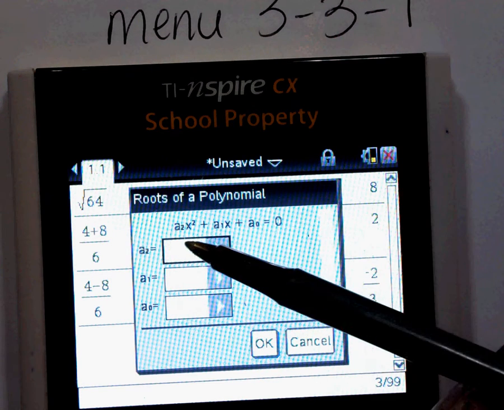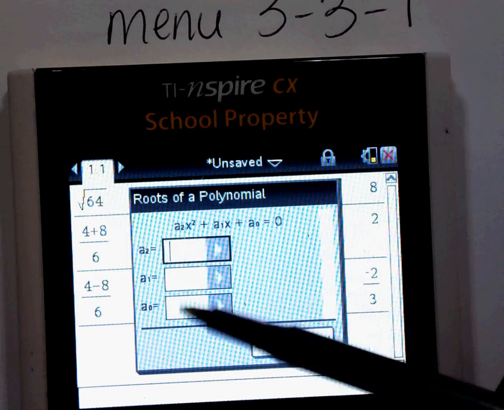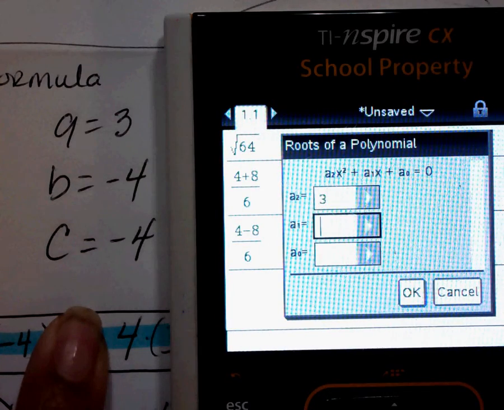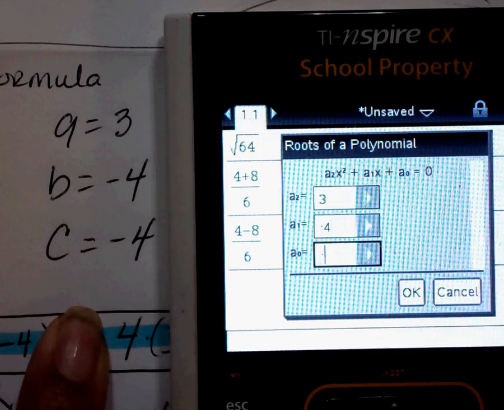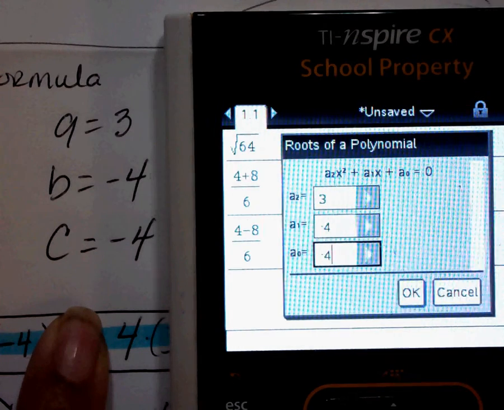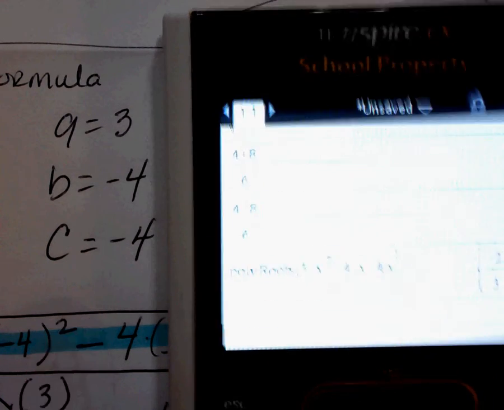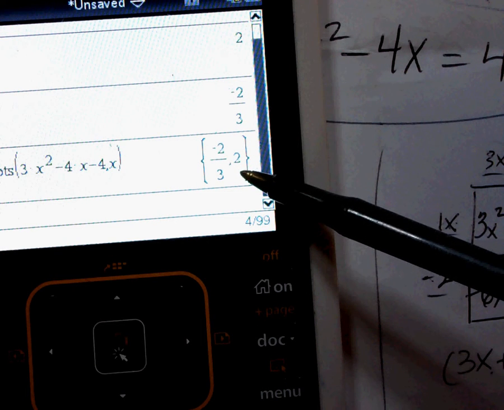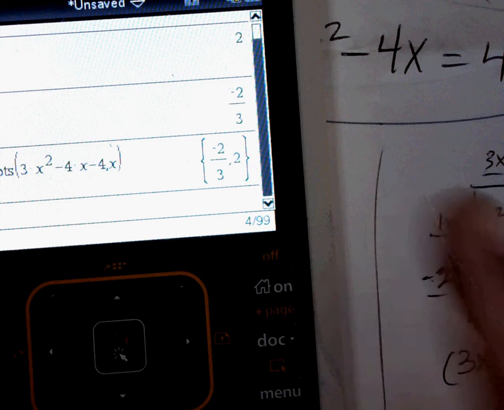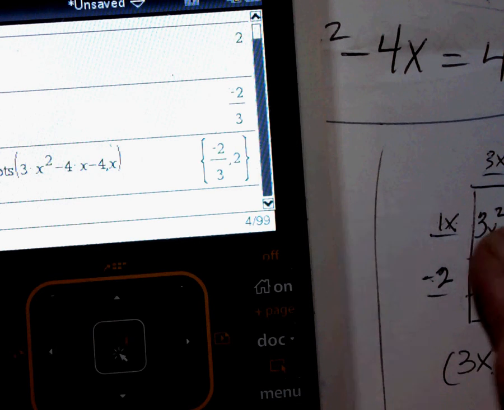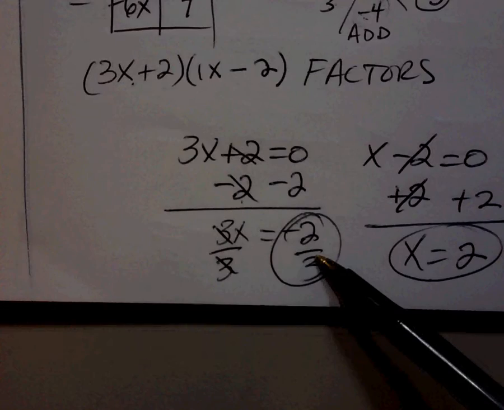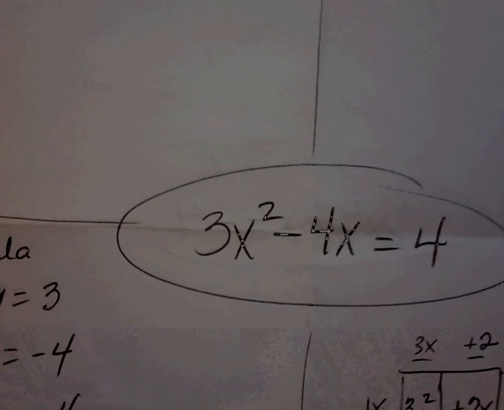And now this is just saying plug in A, B, and C. So I'm going to do that. And A, B, and C from earlier was 3, negative 4, and negative 4. Press enter 3 times, and it gives you the solution set, which is the same two numbers we just got, negative 2/3 and positive 2. Again, negative 2/3, positive 2.